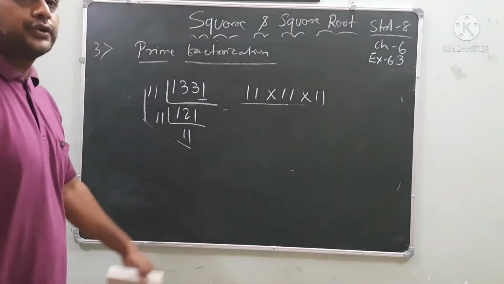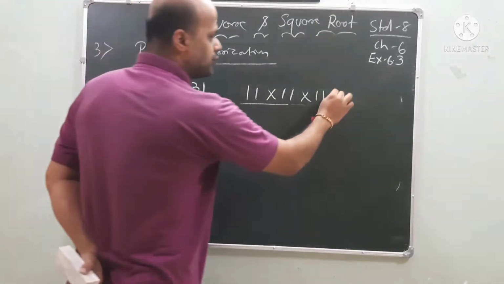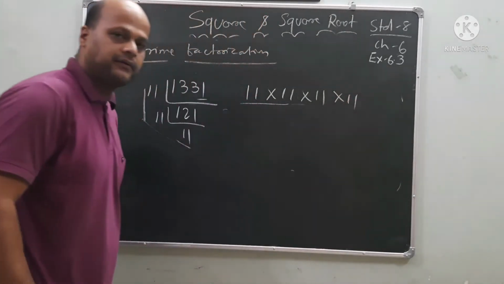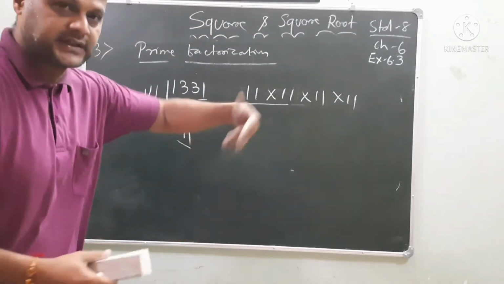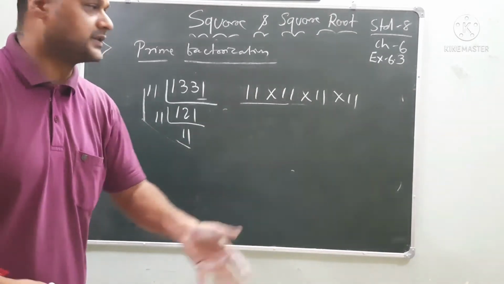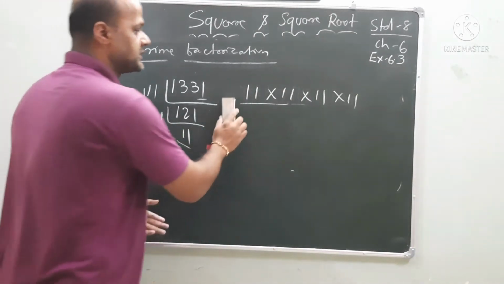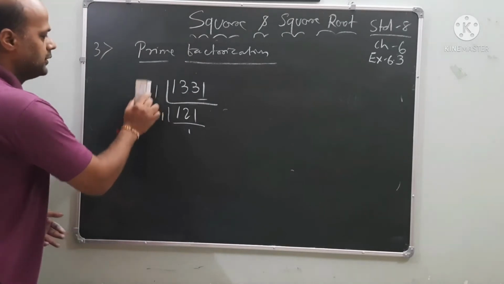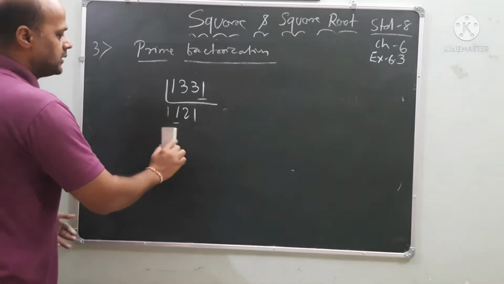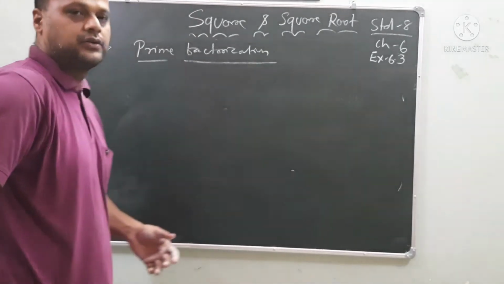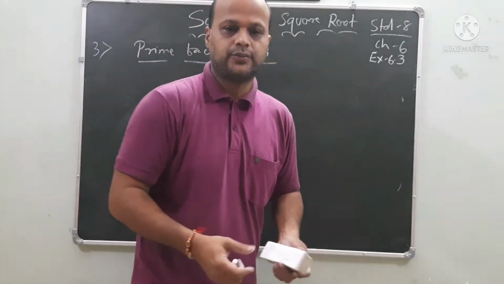Okay? So to make it a perfect square, what do you have to do? We have to multiply another 11 here. We will discuss this one after two numbers. After this number. So go for the perfect square of any number. Now just tell me, a number is given in your book.